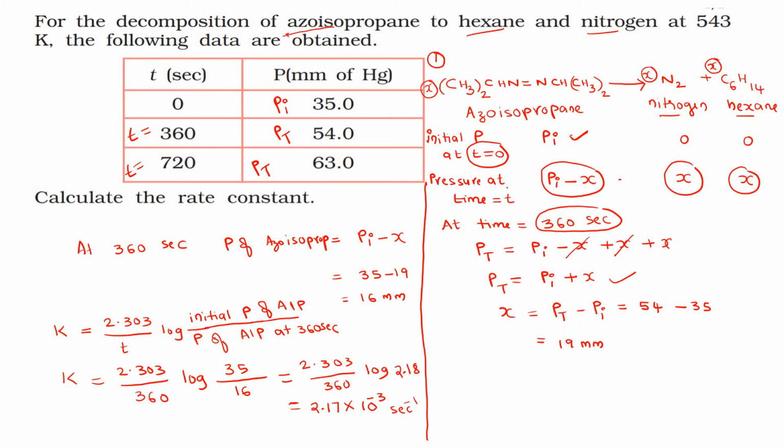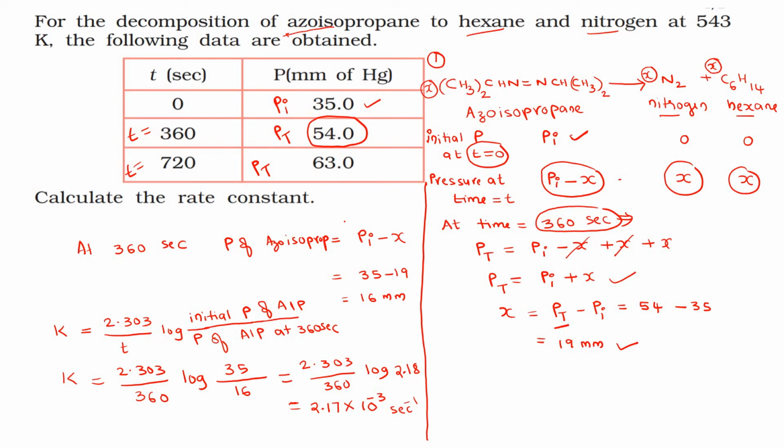Now P total at this time, at the 360 seconds, how much is given here? 54. It is given 54. Now substitute here 54. Initial pressure is always 35. Substitute here, we get 19 mm pressure. Now we got X equal to 19 mm pressure here.